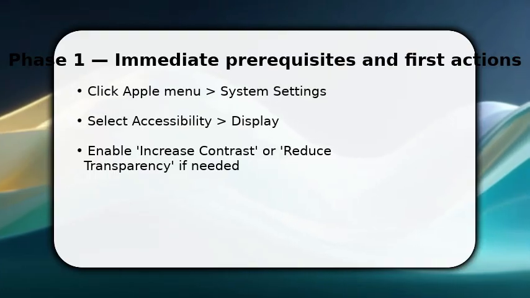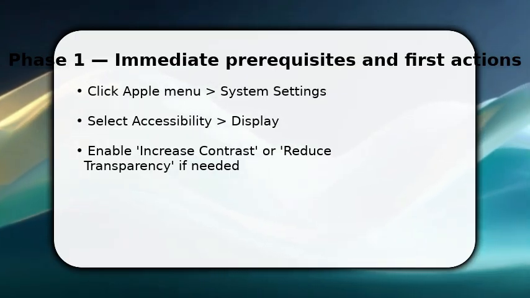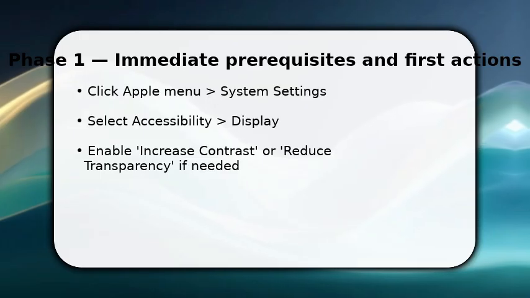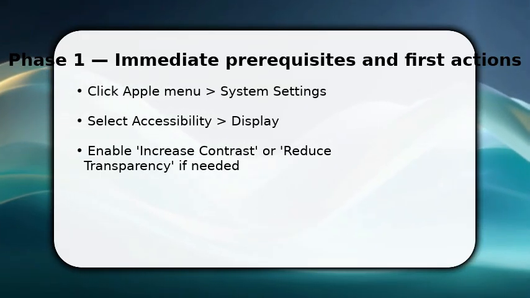You'll begin in System Settings. Open the Apple menu, then choose System Settings. Once there, go straight to Accessibility, then Display. You're doing this to access system-wide text and display controls that affect many apps.